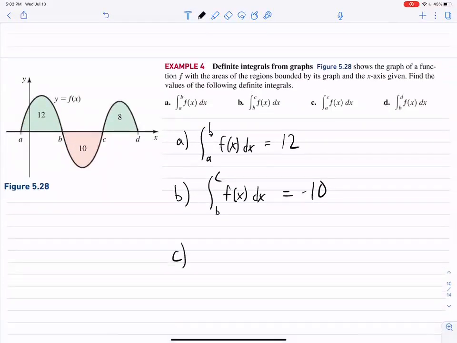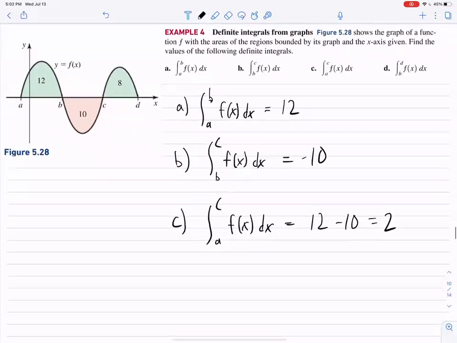For part C, the integral from A to C of f of x dx, that's from here all the way to here. So it's that minus that plus that. So it's 12 minus, oh, sorry, we're only going from A to C. So it's just 12 minus 10.